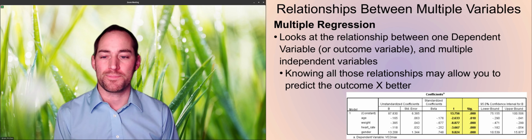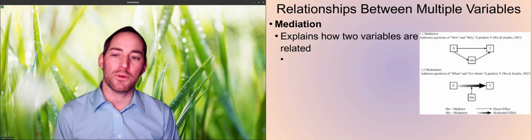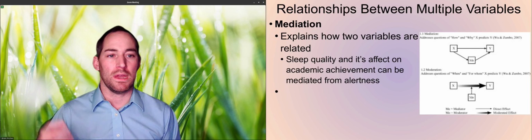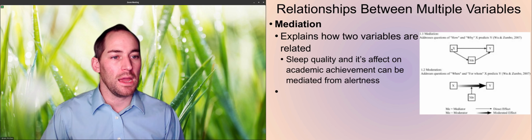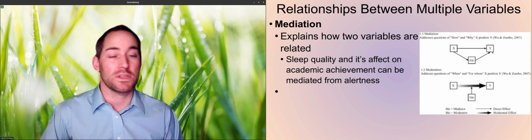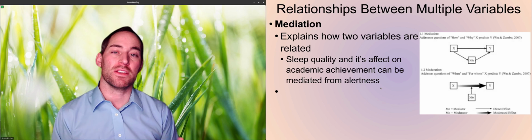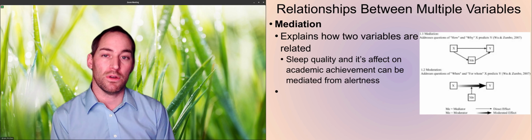This isn't overall. So with this, mediation helps explain how two variables are related. So mediation is like this here. X can lead to Y, but X can also lead to this one, which can also help lead to Y. So sleep quality and its effect on academic achievement can be mediated by alertness.